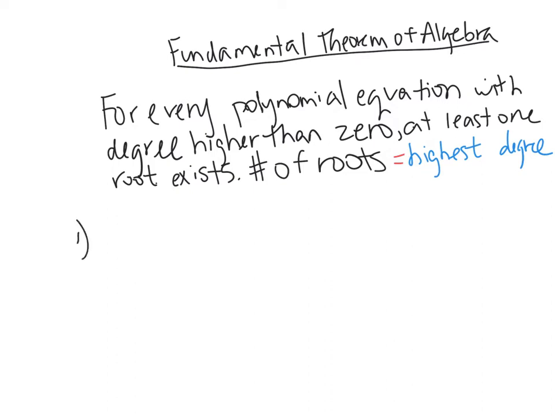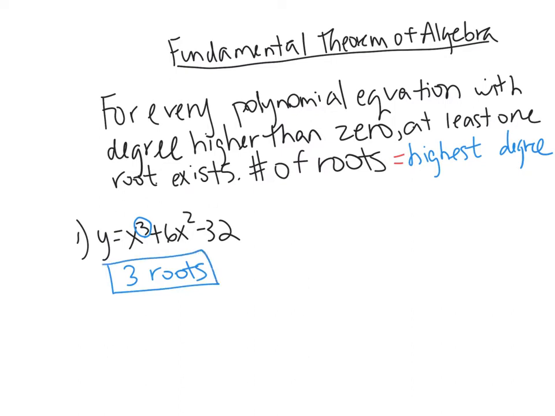If we look at the polynomial y equals x cubed plus 6x squared minus 32, all we need to do is look at the highest degree. The highest degree is 3, so it's going to have 3 roots. Again, some may be real. They may actually be crossing the x-axis. Some of them might be imaginary, and we won't actually see those cross the x-axis. But it will have a total of 3.